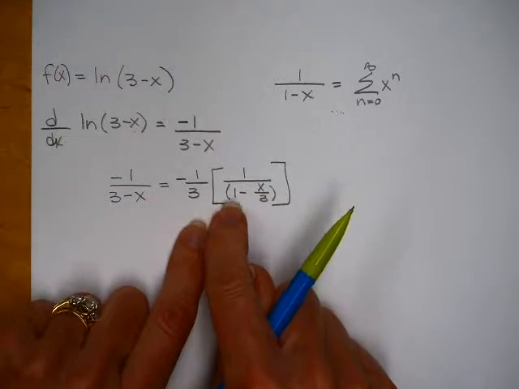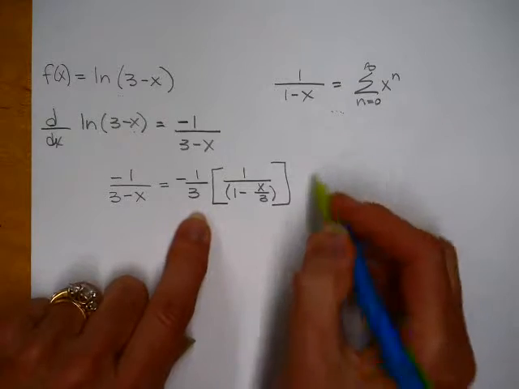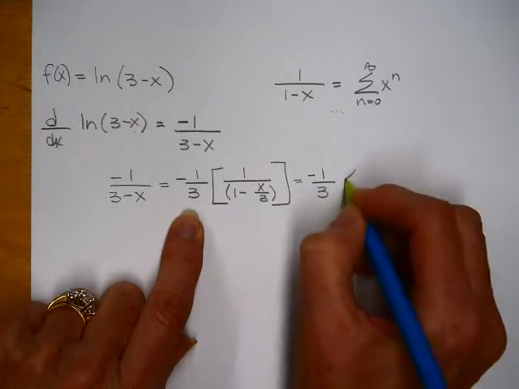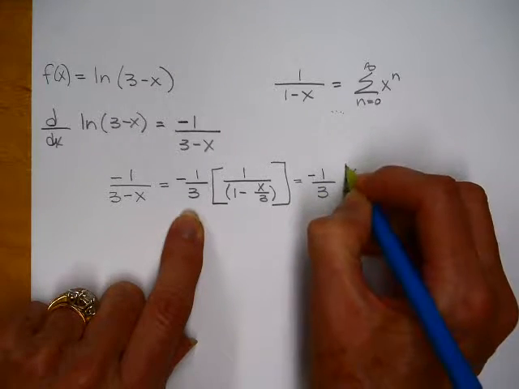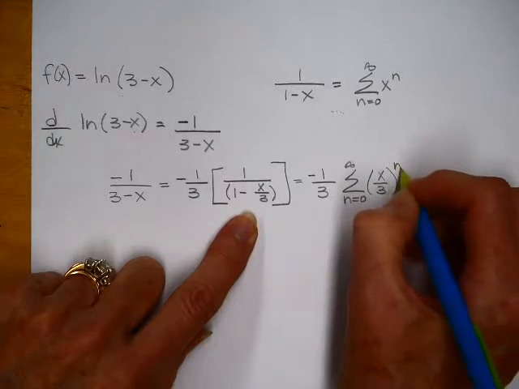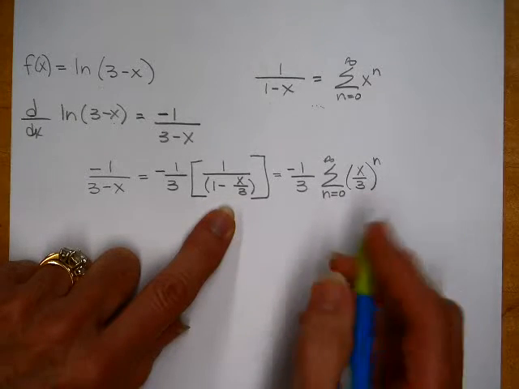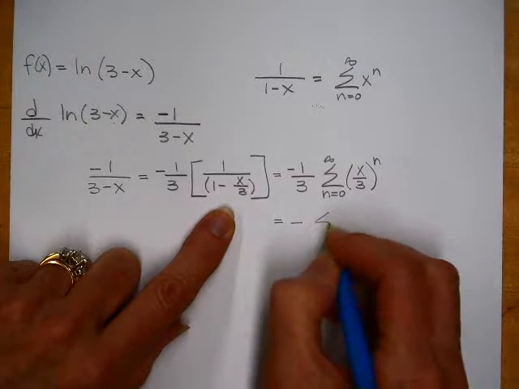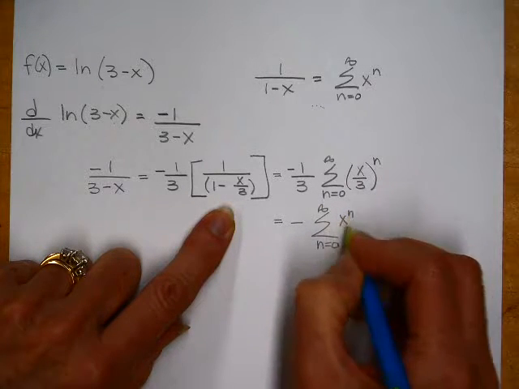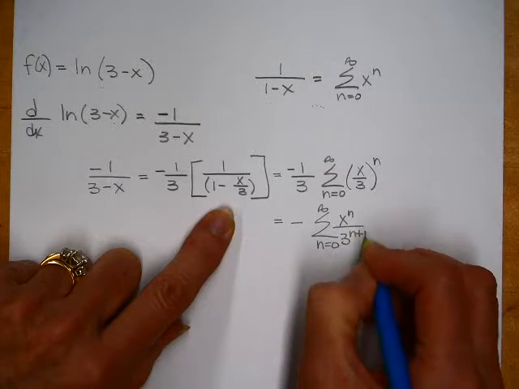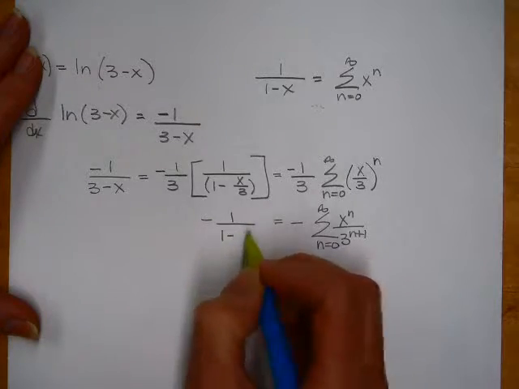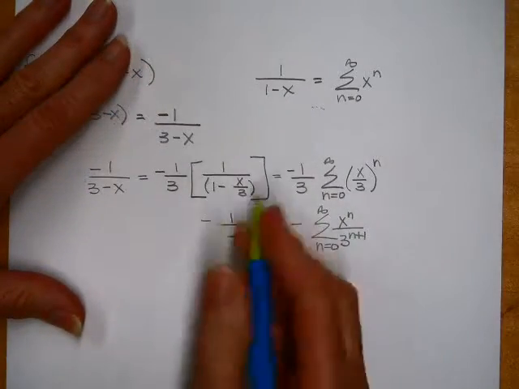So I have 1 over 1 minus x over 3 as a power series. This is negative 1/3 times the sum from n equals 0 to infinity, x over 3 to the nth power. Simplify this. I'm going to leave the negative outside. N equals 0 to infinity, x to the n over 3 to the n plus 1. And this is the power series for negative 1 over 3 minus x.